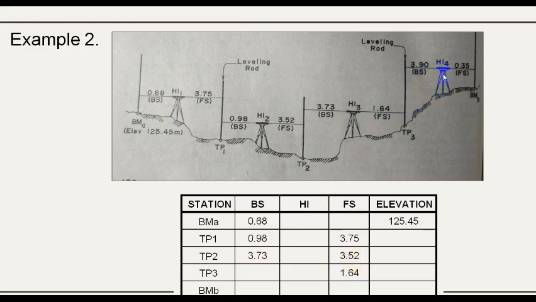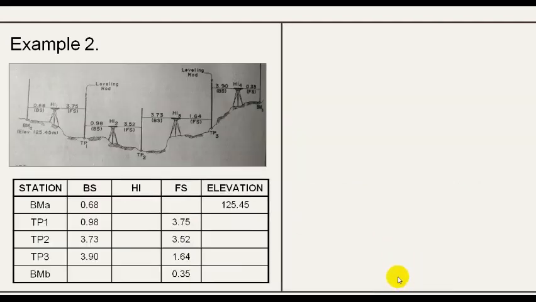Then, sa atong last setup, atong sight ang turning point 3 with backside reading equals to 3.90. Then, ang foresight reading is 0.35. Okay. Mao na ni ang atong differential level notes sa atong gathered data during field work. So, with this data, makakompute na ta sa atong HI, height of instrument, and elevation. Okay. So, remember nga kanina nga formula, ito balik-balikon.